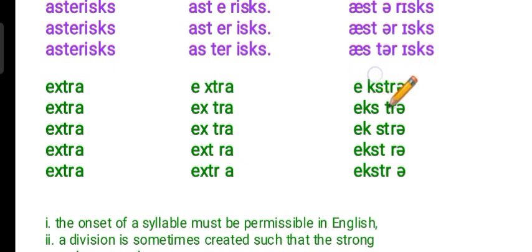Extra, extra, extra, extra, and extra. Okay, now among these 5 possible cases, only 2 cases sound natural, and these are extra and extra. And these 3, this one and this one, sound unnatural. Okay, so these 3 are not the correct possibilities. Only these 2 are the correct possibilities.